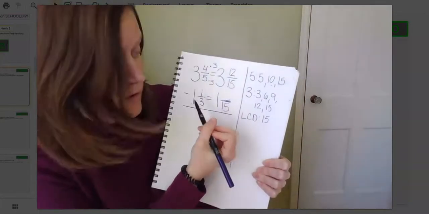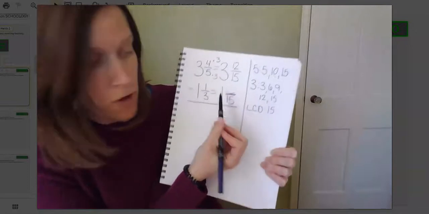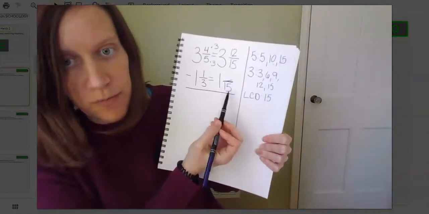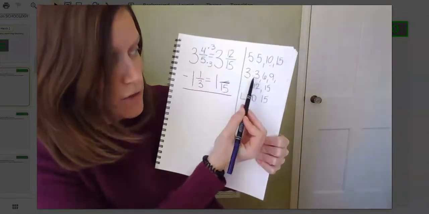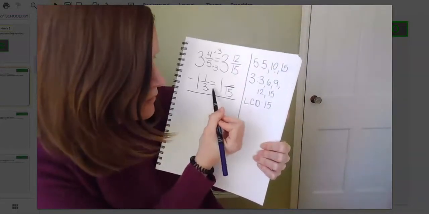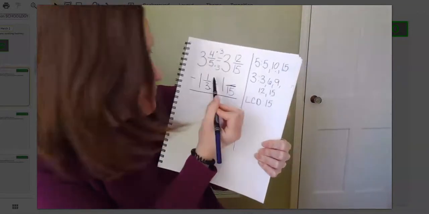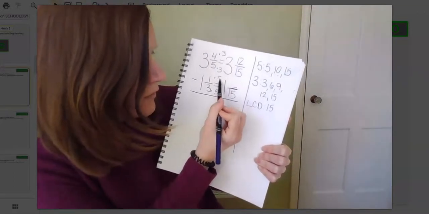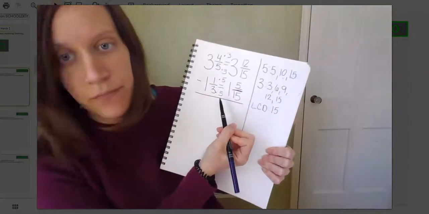Then I have to do that with my bottom mixed number. I say, well, what did I do to my 3 to get to my 15? I counted by 3, 1, 2, 3, 4, 5 times. 3 times 5 is 15. 1 times 5 is 5.